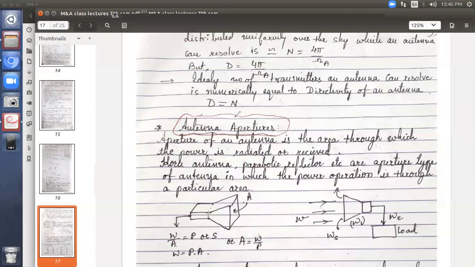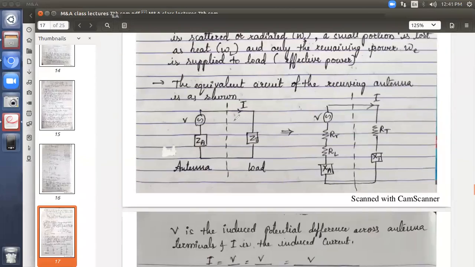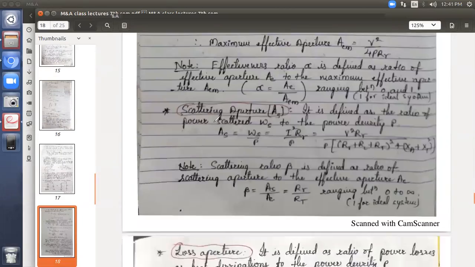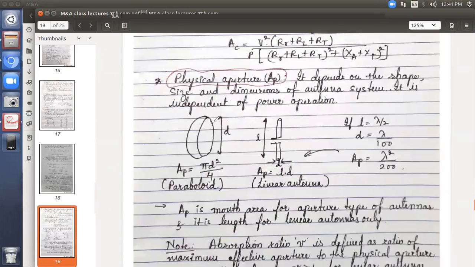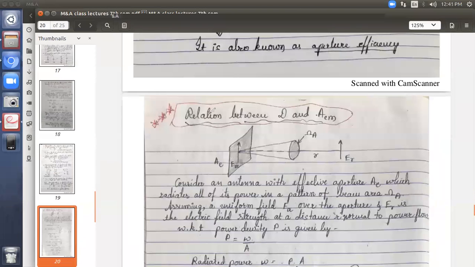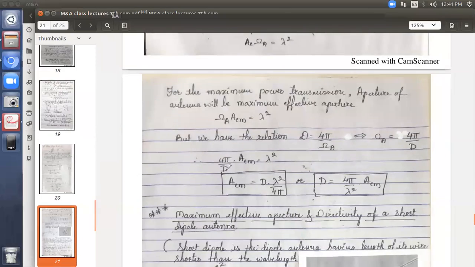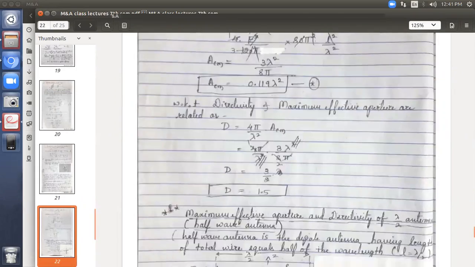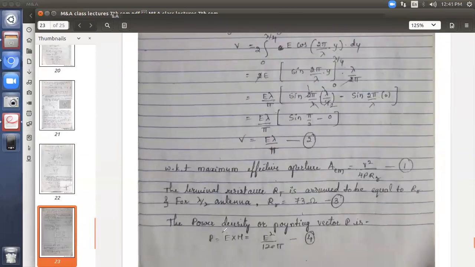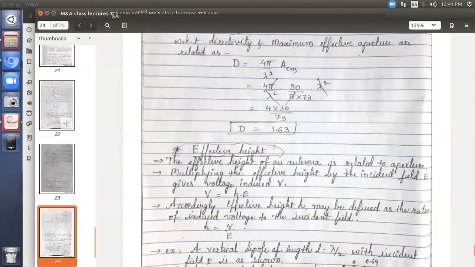and antenna apertures, five different apertures we have seen. That is effective aperture, scattering aperture, loss aperture, collective aperture, and physical aperture. In antenna apertures, we have seen this. This is one relationship which we derived in the previous class. Then the A_em and D value for two practical antennas. And then the next parameter is effective height. Now we are at this antenna parameter, effective height.